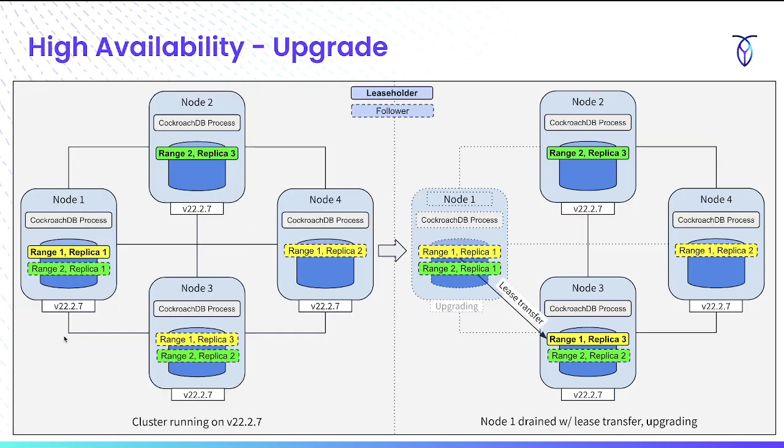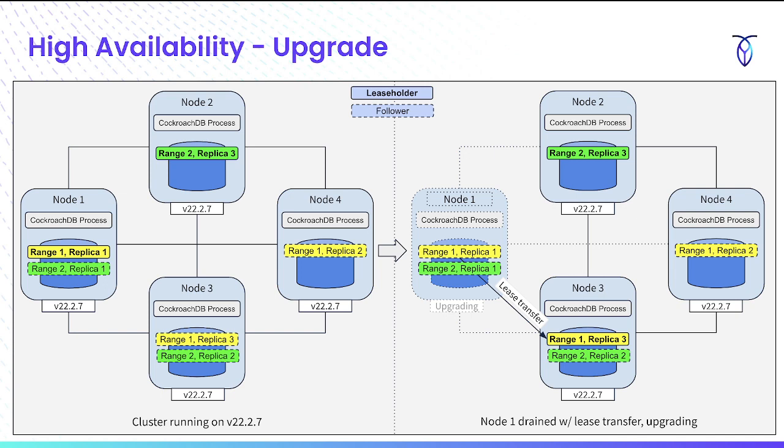So for our upgrade example, we're going to use a 4-node cluster, which is a little bit atypical for a Cockroach cluster. Typically, we would choose an odd number, which works well with Raft consensus to achieve quorum. But 4 nodes fits kind of nice on the page, so we're going to go with it, and it's sufficient to demonstrate high availability. So on the left side, we have a 4-node cluster running 22.2.7. Then the cluster has 2 ranges and 3 replicas for each range.